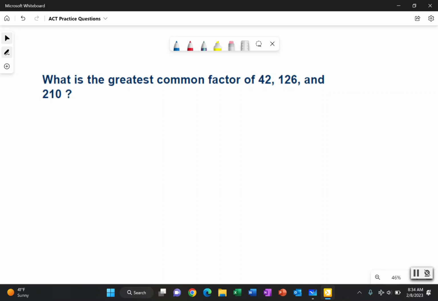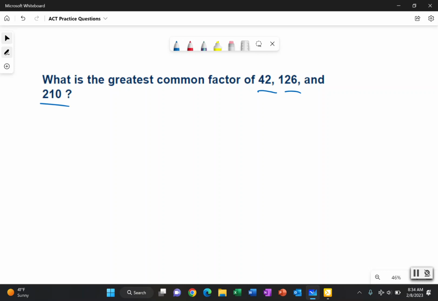Today we're going to be taking a look at an ACT math practice question. In this case, we want to take a look at what is the greatest common factor of 42, 126, and 210. So a factor is the greatest number that each of those values, 42, 126, and 210, is divisible by.